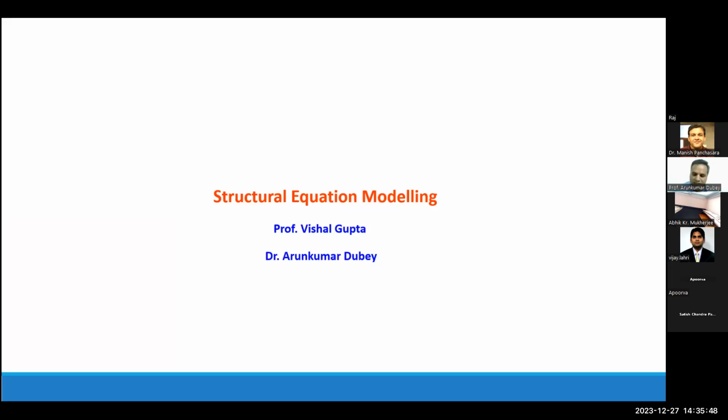Structural equation modeling. In fact, there are 3 terms: structure, then there is equation, and there is modeling. When I talk about structural equation modeling, there are a series of equations behind the model.